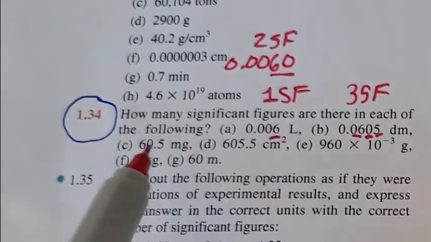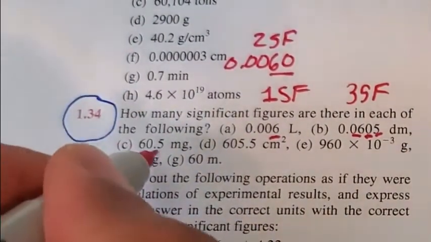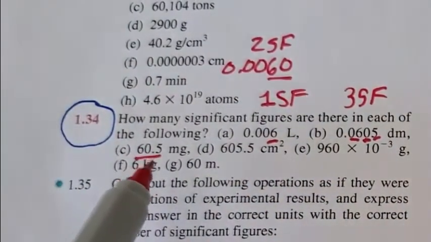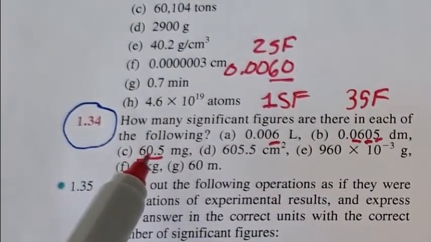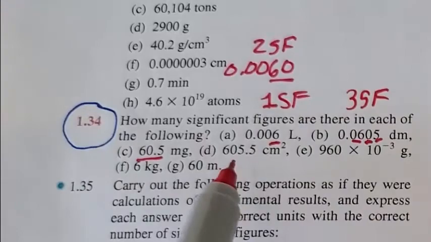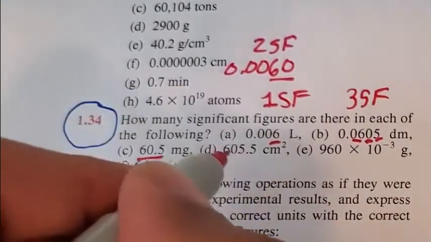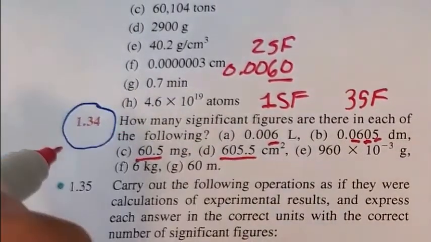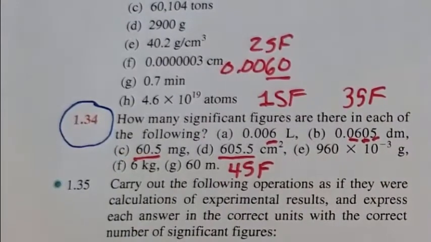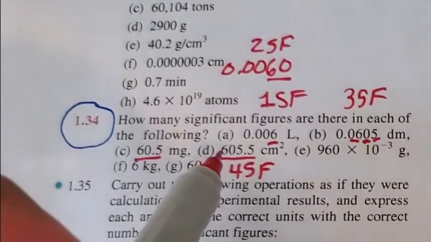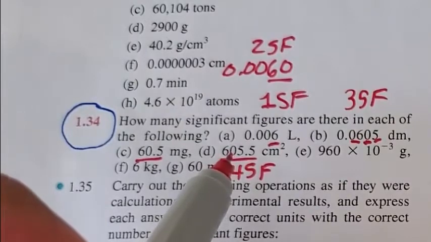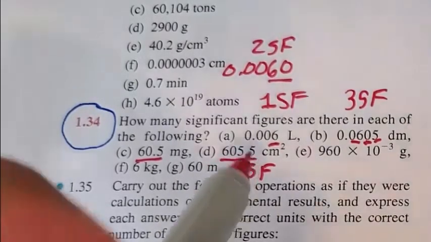How about 60.5 milligrams? Same situation here. This is going to be 3 significant figures. That's a zero between two real numbers. Same thing with this one. It's a decimal point, and that's going to be 4 sig figs, because the 0 is between two real numbers. 6 is obviously real. 0 is flanking two real numbers, a 6 and a 5, and that 5 is real.